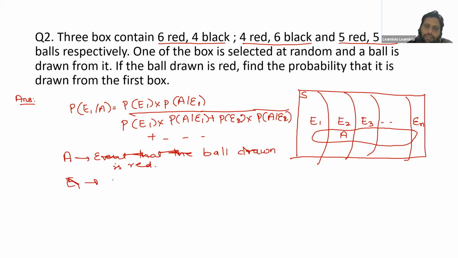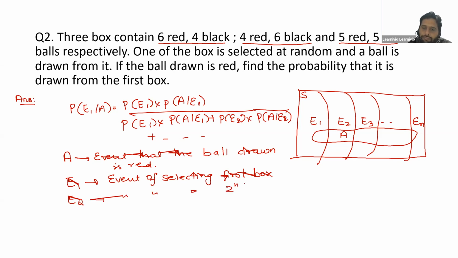So take E1 as event of selecting first box. Next is E2. Take E2 as event of selecting second box. Next E3, event of selecting third box.